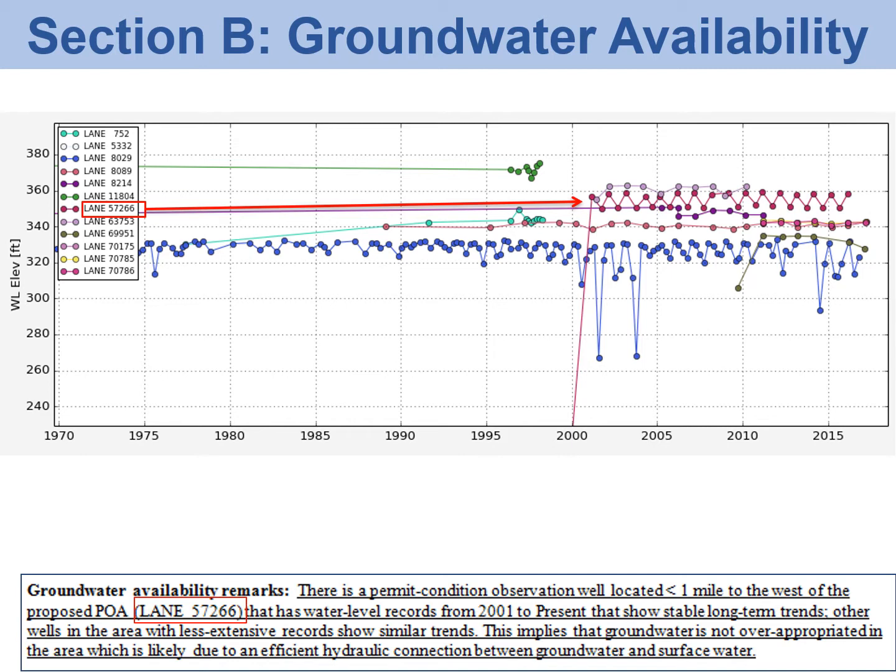We can see that water levels here are relatively stable, and we have another well that has a record that goes all the way back to the 1970s. So in this case, looking at these wells dispersed around the aquifer, we would find that this particular aquifer is not over-appropriated. Water levels are stable, meaning that in general the use of the aquifer is being balanced by recharge.